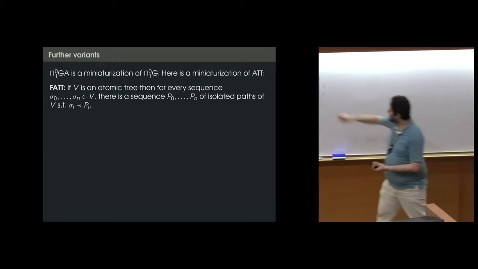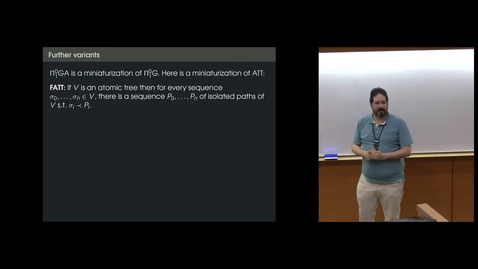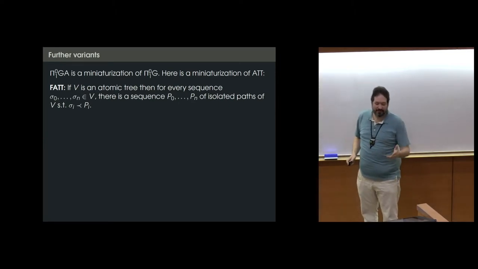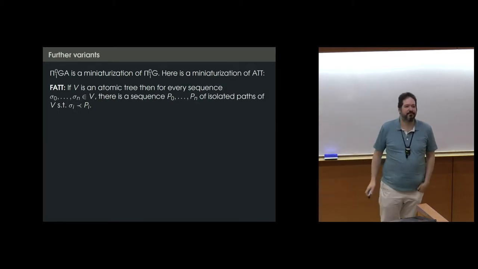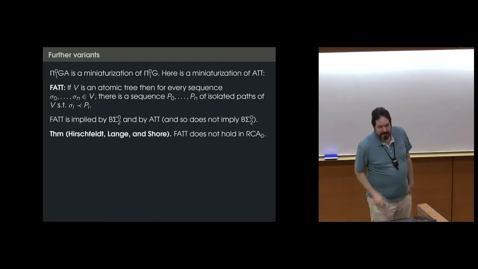extending all of them, right? So you just give me finitely many, and I can find isolated paths. So that's a kind of finite version. If I could do that for every sigma at once, then I've got a listing of isolated paths, so I'm just doing finitely many of them. So we call that the finite ATT.